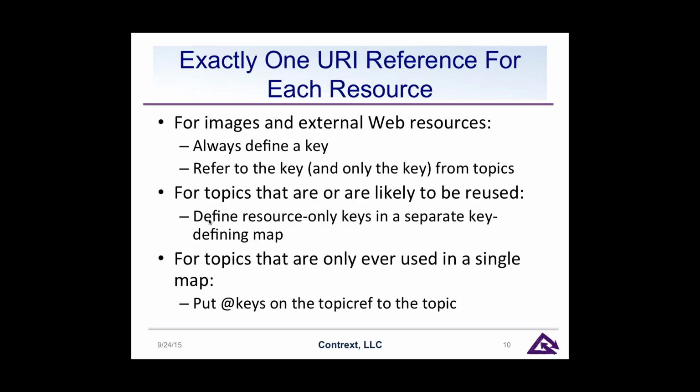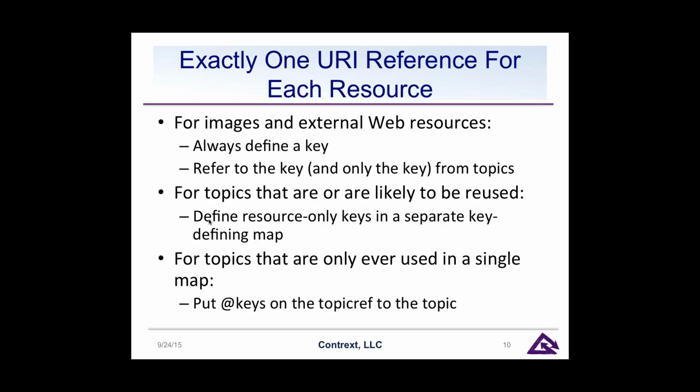So we want exactly one URI reference for each resource. For images and external web resources, we want to always define a key, and we always want to refer to that key and only the key from topics. That ensures that we don't have references to individual image files directly by URI within our topics. And we also don't have references to external web resources directly from our topics, because those are things that are likely to change quite a bit.